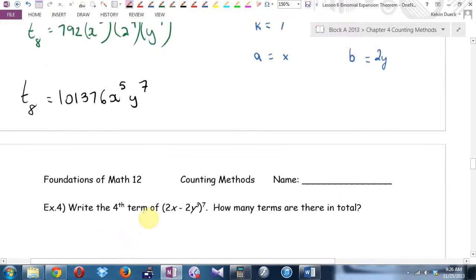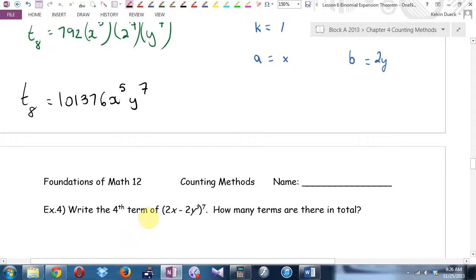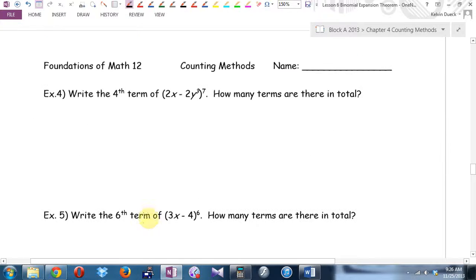Turn the page. Is that okay? Yeah? Got it? Turn the page.